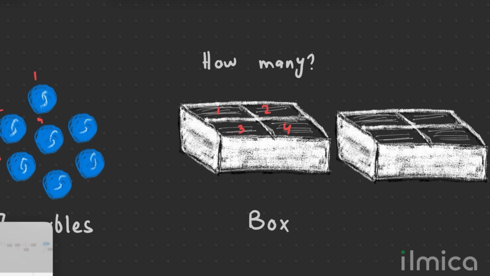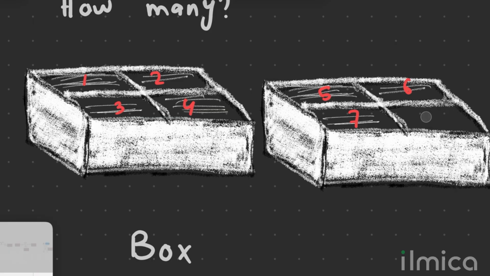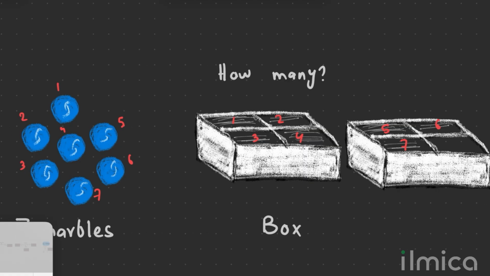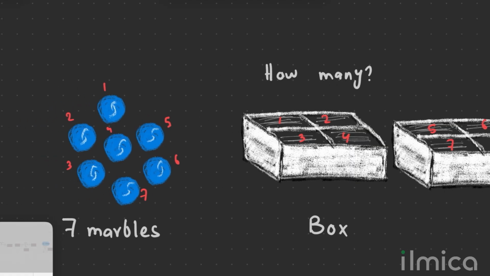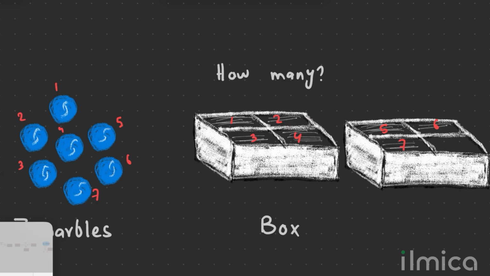And in the last box, we will keep the remaining 5, 6, and 7. Yes, one of the spaces in the second box will go empty, but that's fine. Our condition was we have to place each marble inside a box. It is not necessary that each box should be completely filled up, especially when we don't simply have enough number of marbles.